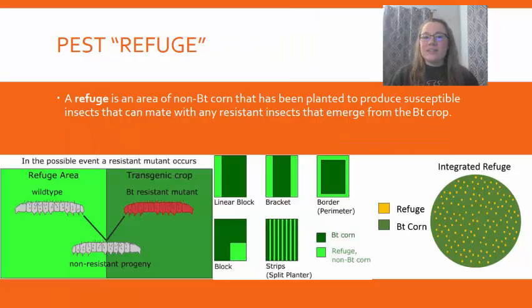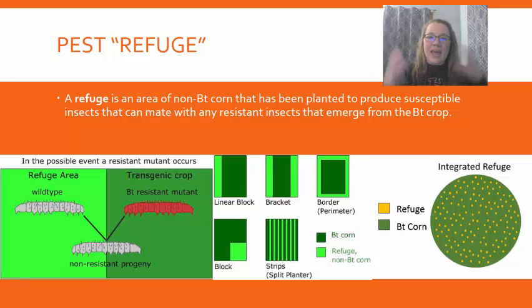One of the ways that they deal with that is by creating what's called a pest refuge. Within their field, they plant some of the traditional non-Bt corn and they plant some of that genetically modified Bt corn right next to it. There's a couple ways you can do that. You can plant it in linear blocks or strips or just around the border, or more commonly, and what we're starting to see more frequently, is integrating it throughout the entire field.